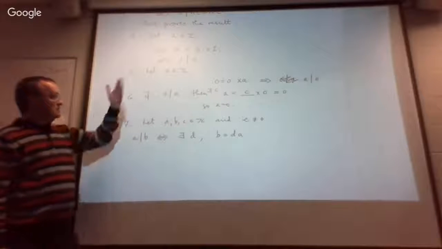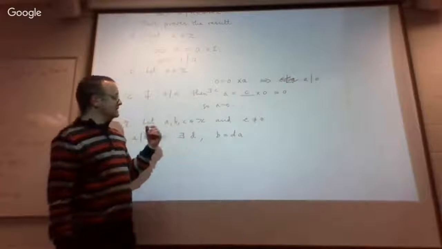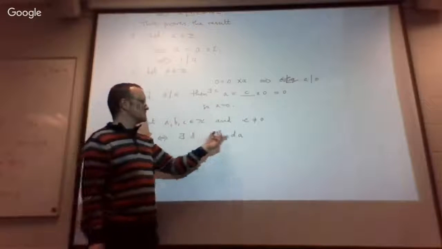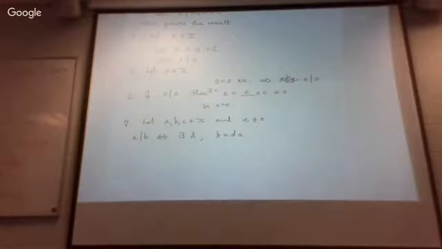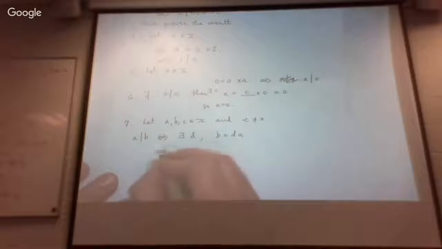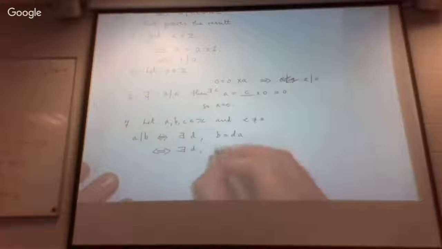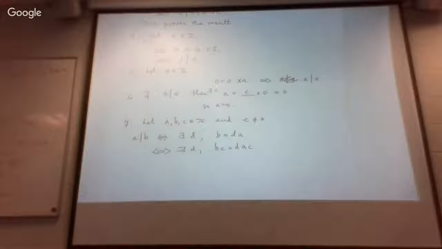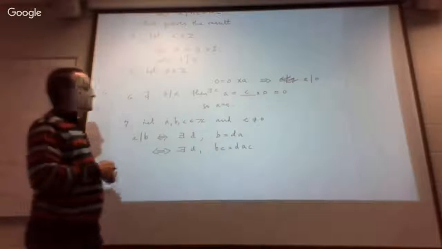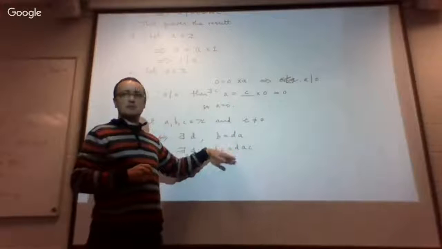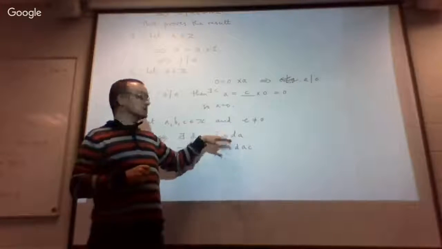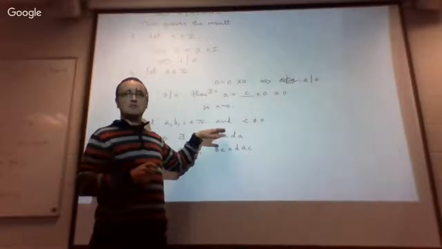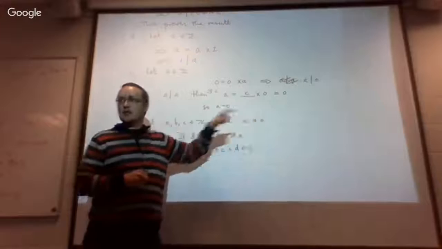So A divides B, according to the definition, means there exists an integer D. I haven't called it C because C is already in use for something else. So there exists an integer D such that B is equal to D times A. But that means there exists a D such that BC is equal to D AC. Just simply multiply both sides by C. If you've got an equation, you can multiply both sides by some number and that equation is still true. You can also go backwards. If there's a factor of C here, you can cancel it from both sides. Of course, that's the place where we need C to be non-zero.